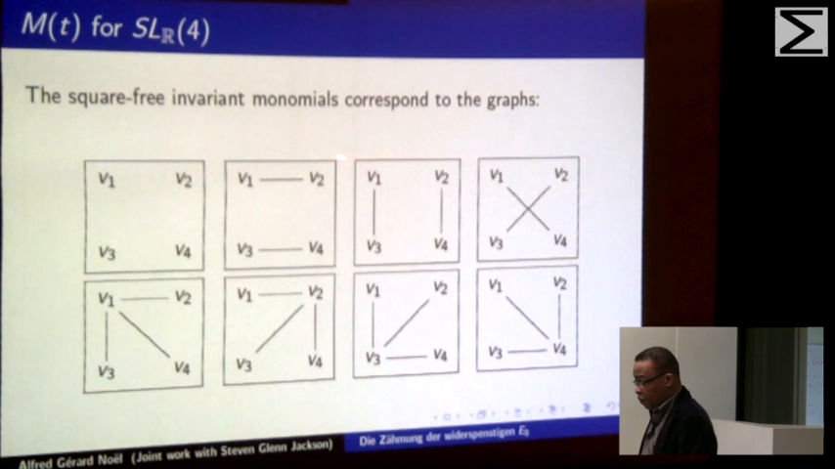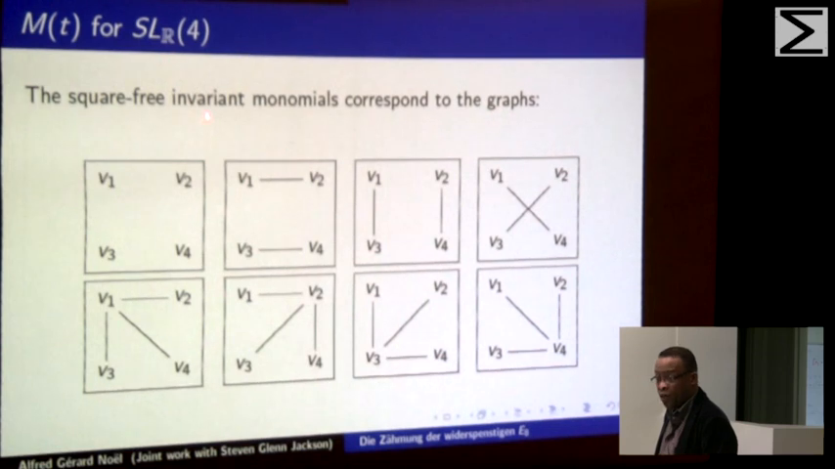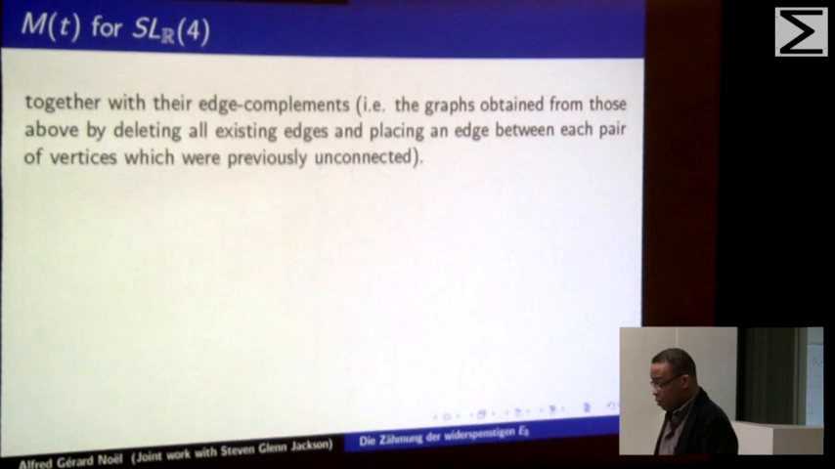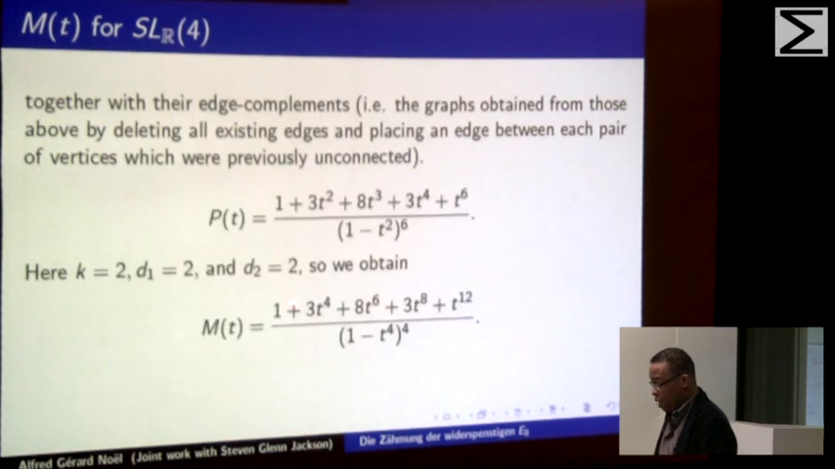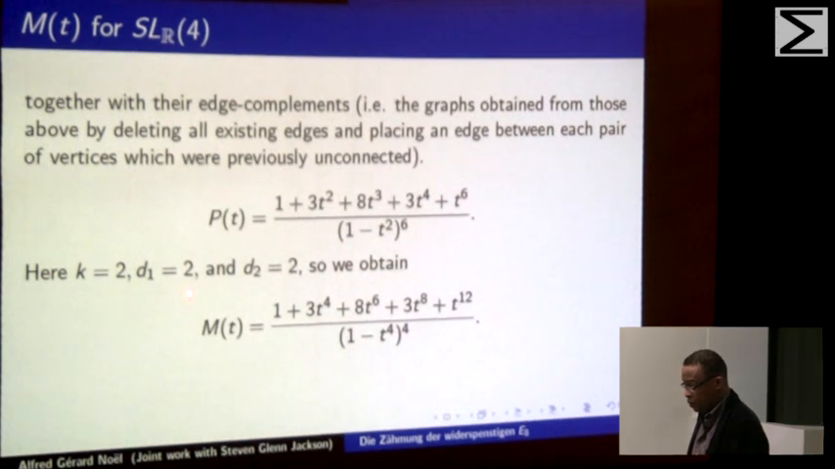For SL4, you can certainly carry it out the same way. By the way, you realize this was not known. And then we can show that in this case, you can compute P of T this way. In this case, D1 will be equal to 2 and D2 equal to 2. And so those are the degrees. And then you have M of T again evaluated.